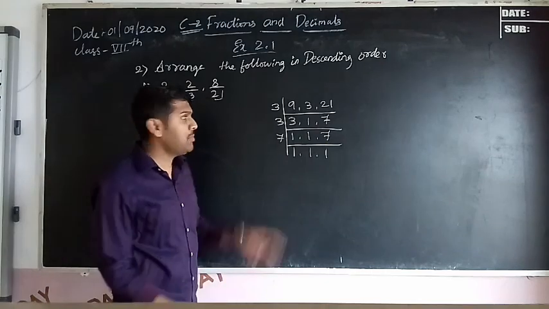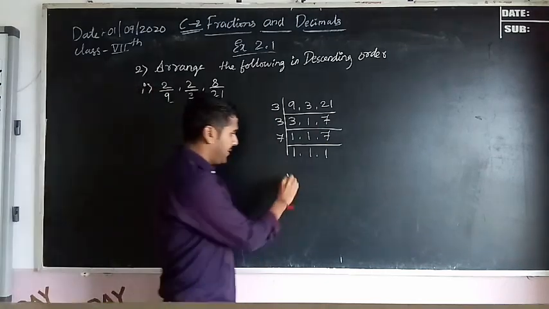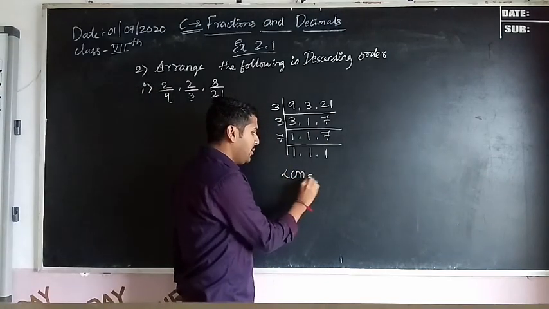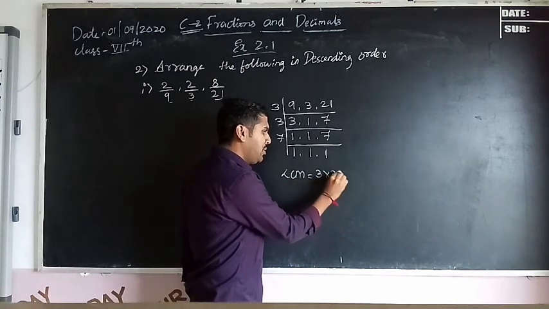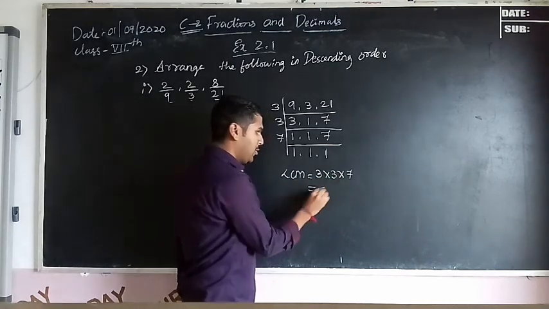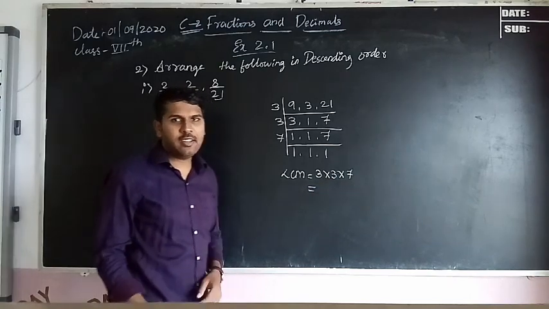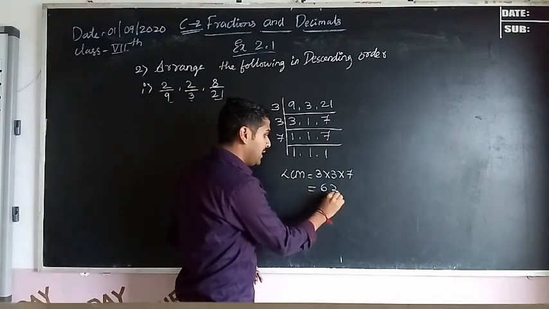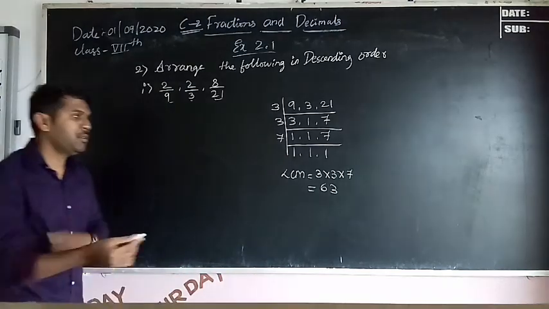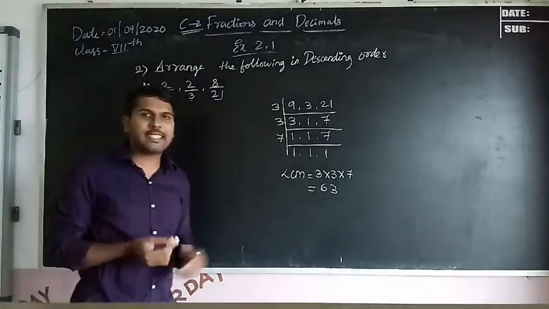1. So what is the LCM? Multiplication of these numbers. So LCM equals 3 into 3 into 7. So what will be the answer? 3 3s are 9, 9 7s are how much? 63. Okay, so now you get the LCM is 63.